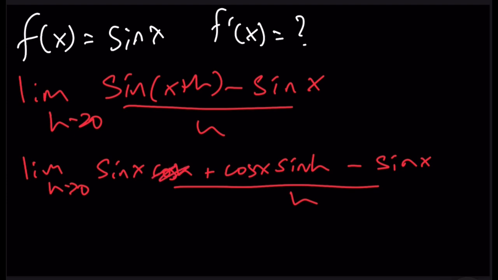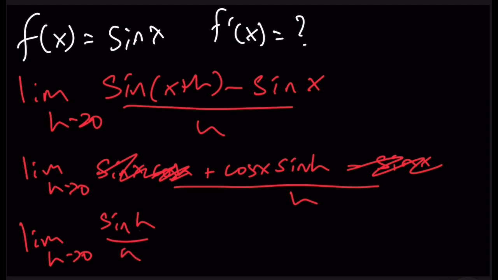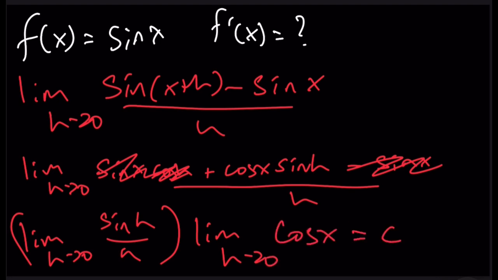We know that cosine h equals 1, and sine x minus sine x is going to be 0. We'll be left with the limit as h approaches 0 of cosine x times sine h over h. We know that the limit as h approaches 0 of sine h over h equals 1. So we can take that out, and we're left with the limit as h approaches 0 of cosine x, which is just cosine x, our derivative.